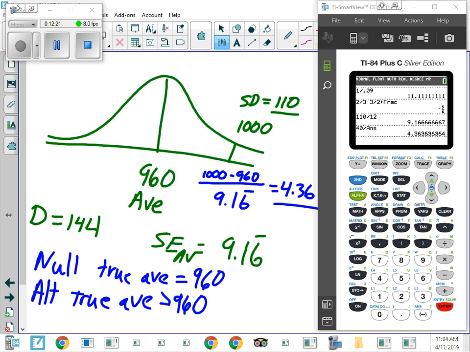But we have to label this in terms of percentages because the world out there doesn't understand what a standard error is. So I need to shade norm. I'm going to shade norm from 4.36 all the way to infinity, and we've decided infinity is the same as 5. So clear my draws.